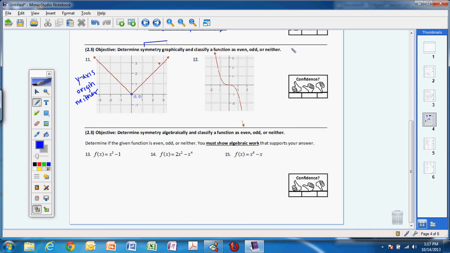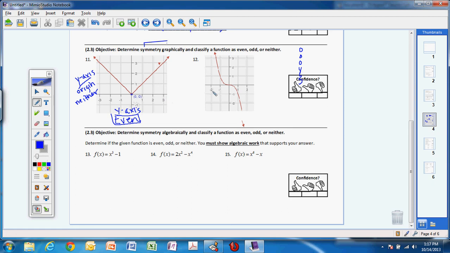And if you want to remember what goes with what, remember, origin was odd. Y-axis was even. So in this case, we want to look at this first graph. The first thing I'm going to check is the y-axis. So y-axis is when we flip it over our y-axis and we land on our function. In this case, notice if I were to flip this over, it would fall on my function. It would line up. So in this case, y-axis just means we have an even graph, and it's symmetric along the y-axis.